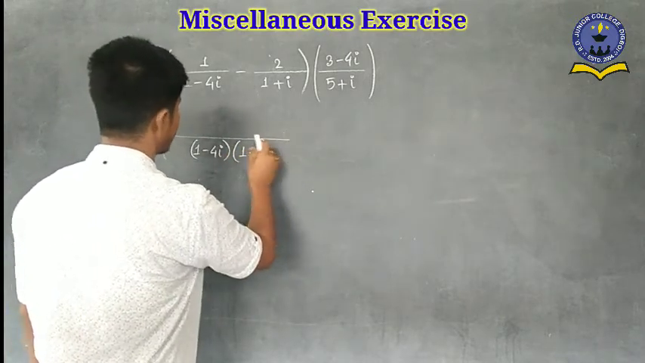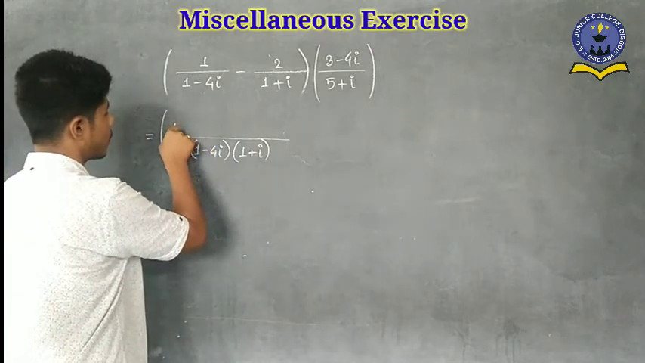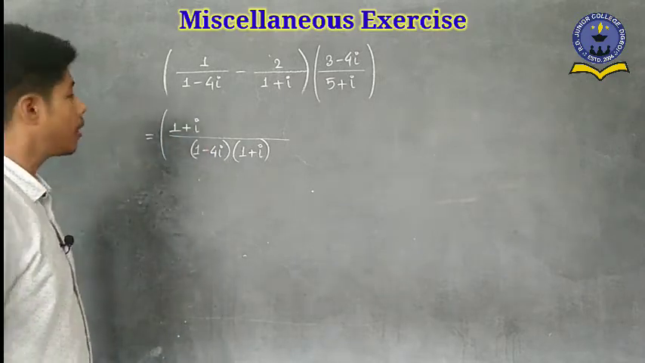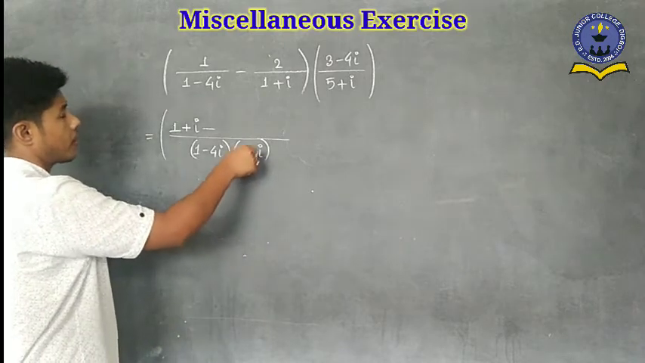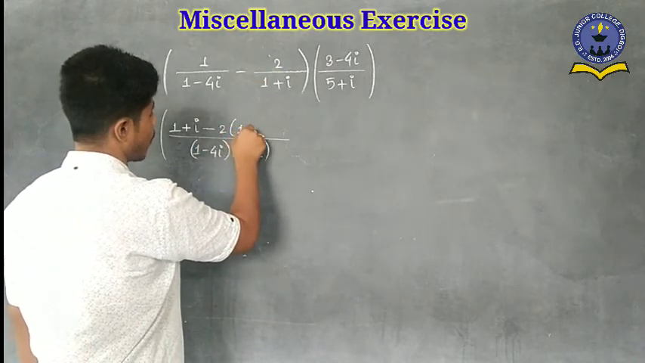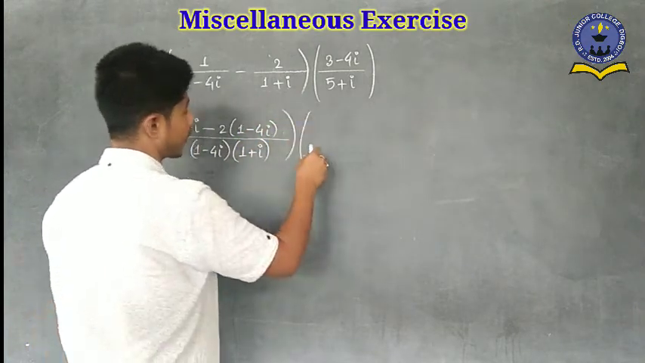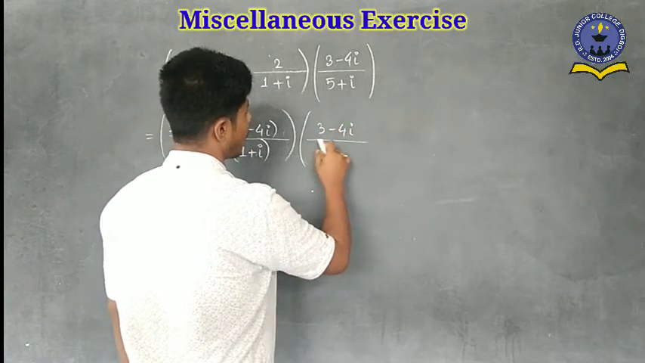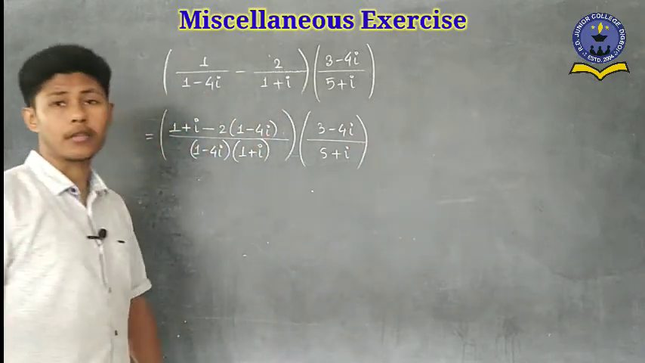So if we take the LCM, 1 minus 4i cancels, so 1 into 1 plus i. That means 1 plus i remains. Is it clear? Next one is minus. So 1 plus i cancels with 1 plus i. Then what will remain? 2 into 1 minus 4i. So 2 into 1 minus 4i we have to write. Is it clear? And the second part remains the same, which we write here: 3 minus 4i divided by 5 plus i. Is it clear? So this one we write.